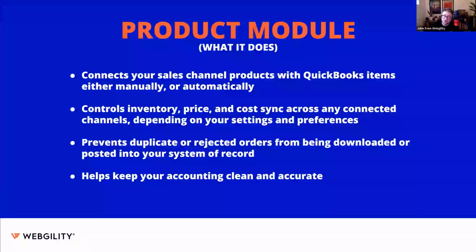What this does is it prevents duplicate or rejected orders from being downloaded or posted into your system of record. Obviously, Webgility prides ourselves on giving you accurate, consistent data. So if it duplicated orders or pulled in rejected orders, that's no good for anybody. We cut that out. And obviously, this helps it maintain that clean, accurate environment that you're looking for.